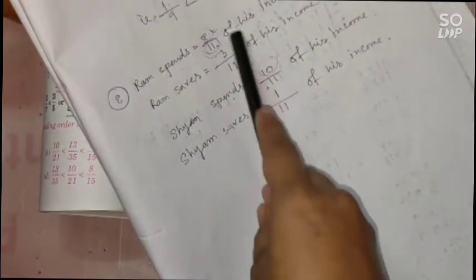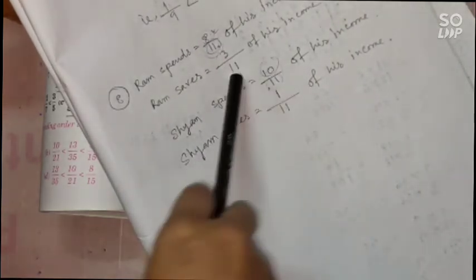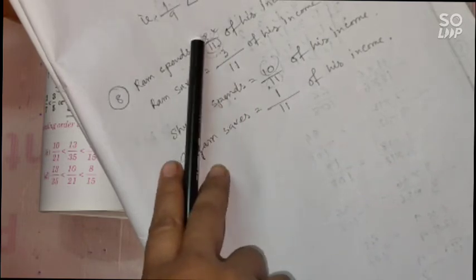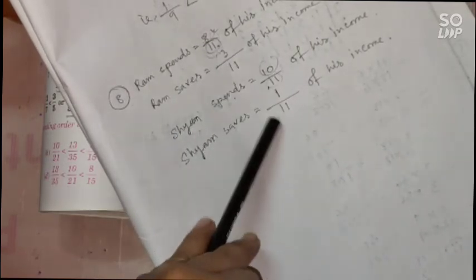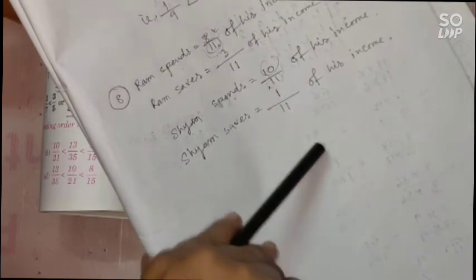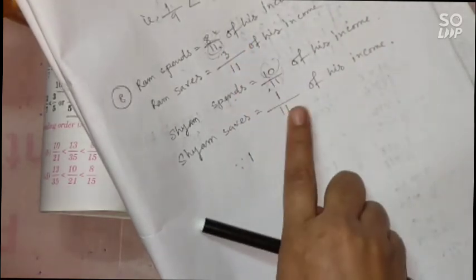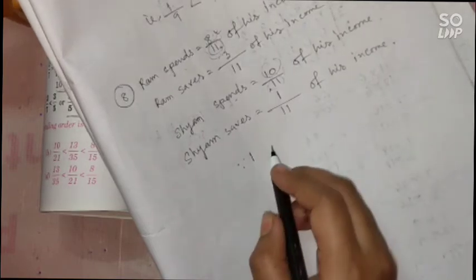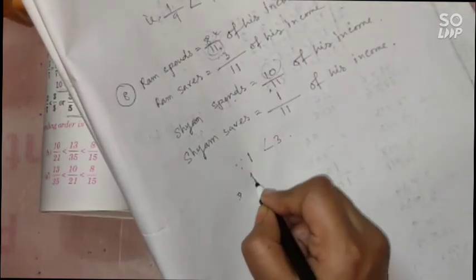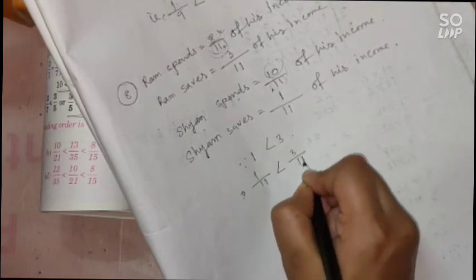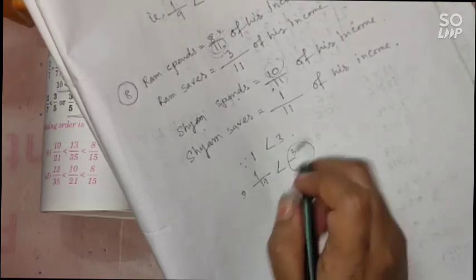Now you have to compare 3 upon 11 and 1 upon 11. These are like fractions because the denominators are the same. So now you have to compare the numerators of the given fractions. You know that for comparing like fractions, you have to compare the numerators. Since 1 is less than 3, 1 upon 11 is less than 3 upon 11. So 3 upon 11 is greater than 1 upon 11, or 1 upon 11 is less than 3 upon 11.